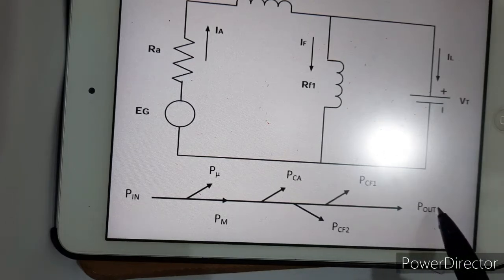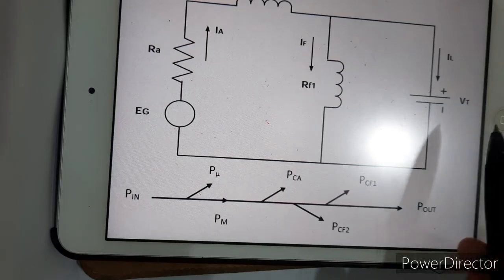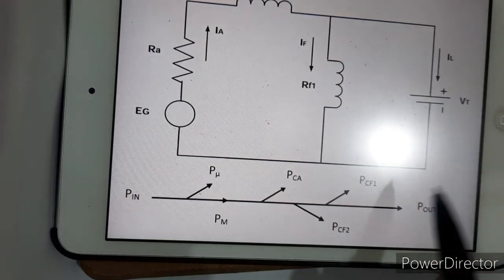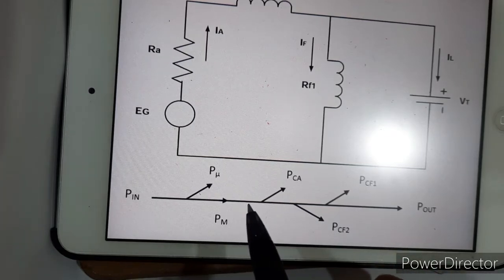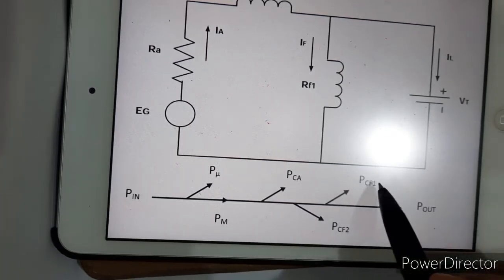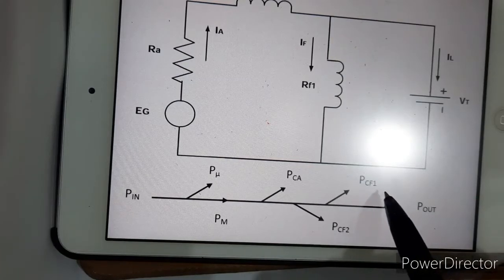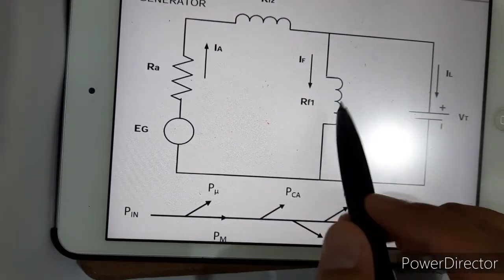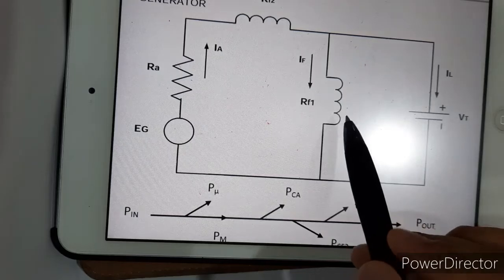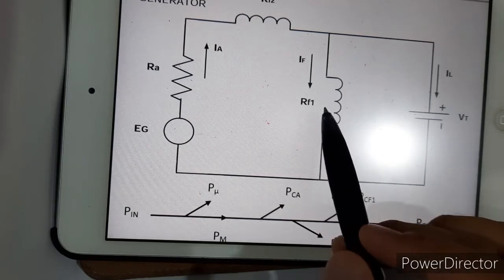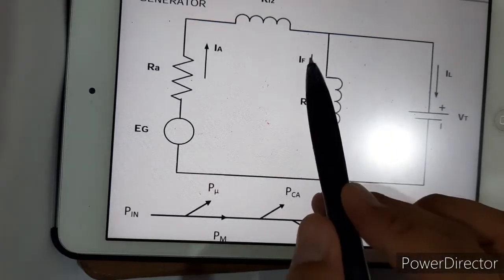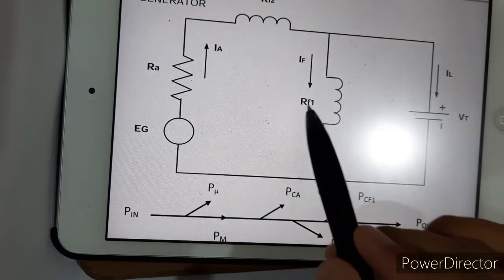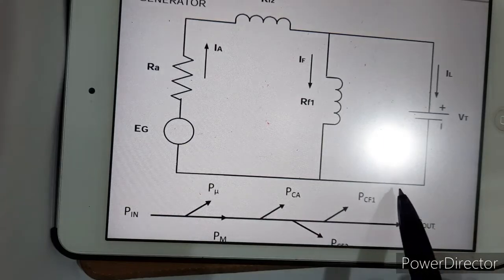To determine P in, we can start with P out, which is VT multiplied by IL, plus PCF1, PCF2, PCA and P mu. Here, PCF1 is because of RF1, and the current flowing through RF1 is IF. So to determine PCF1, IF squared multiplied by RF1, and you can get the PCF1.